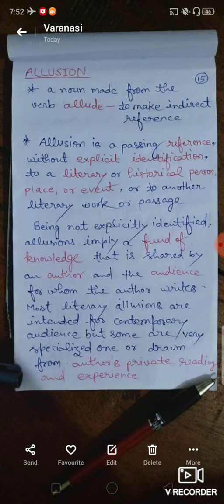So the point to be noted is that we have to talk of references. Allusion is all about references, but that is not direct, that is indirect. When we talk of the pronunciation of the word direct or indirect, we have both the pronunciations. We say direct or direct, indirect or indirect. All are correct. So allusion is a noun made from the verb allude, which means to make indirect reference.